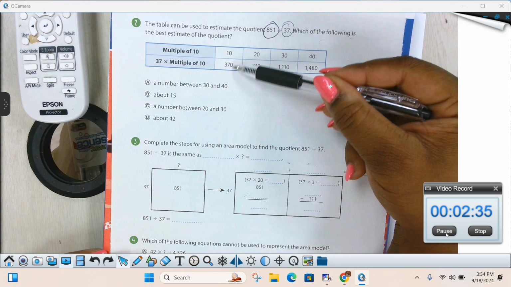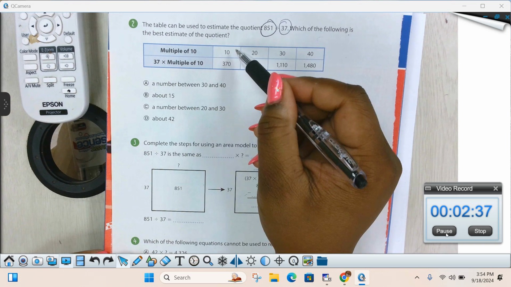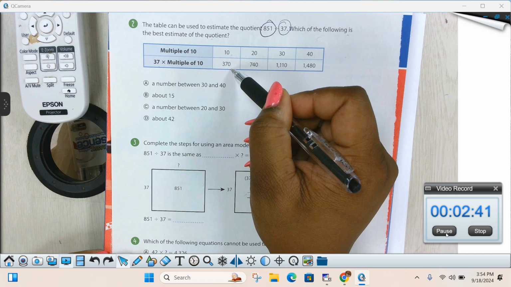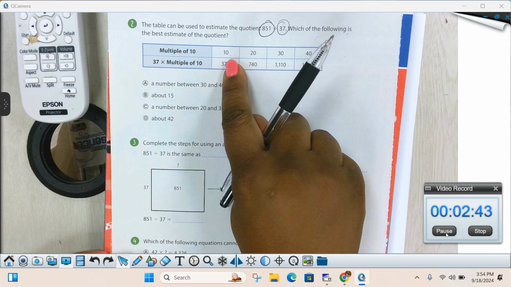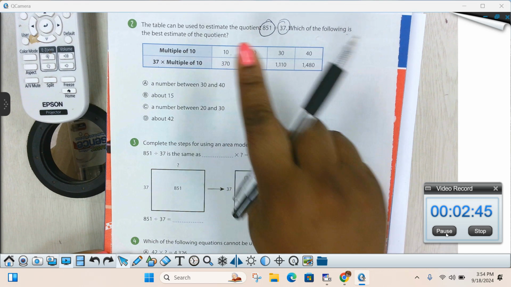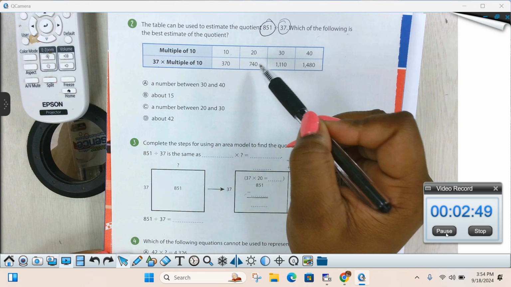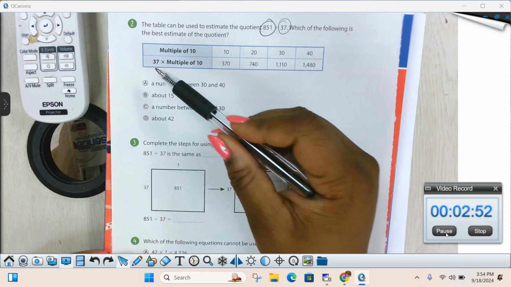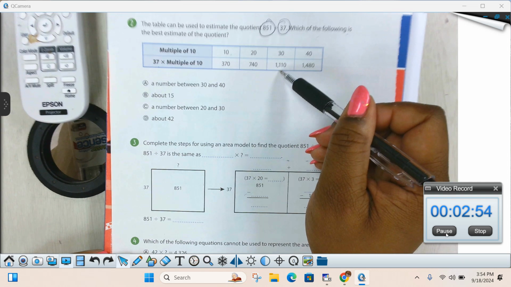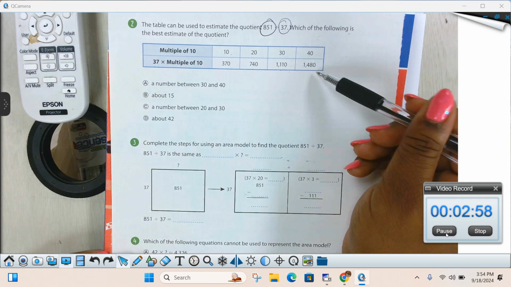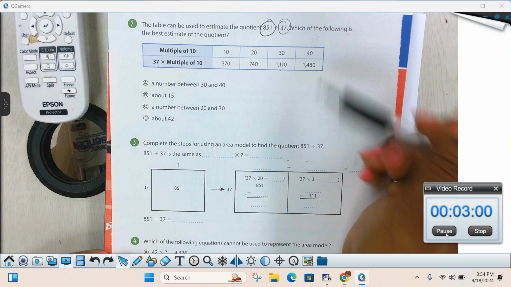Well, look at that. They did the work for us. They've already told us that 37 times 10 gives us 370. And we know that because you drop a 0 in. Good job, class. So 37 times 20 is 740. 30 times 37 is 1110. And 40 times 37 is 1480.